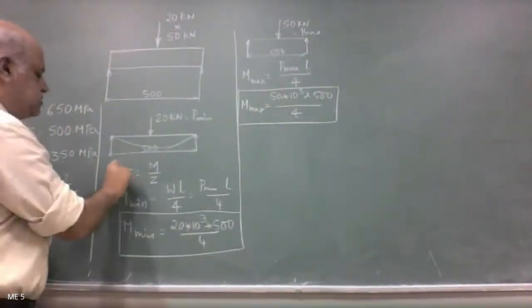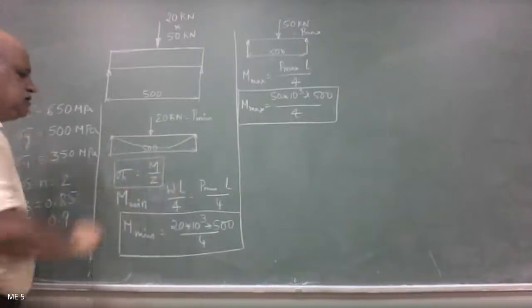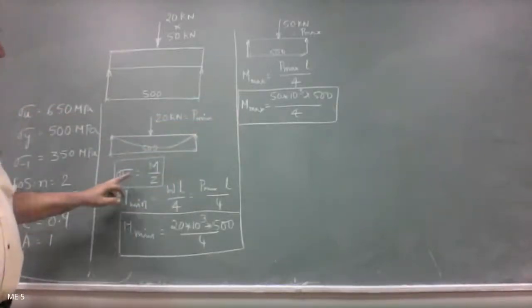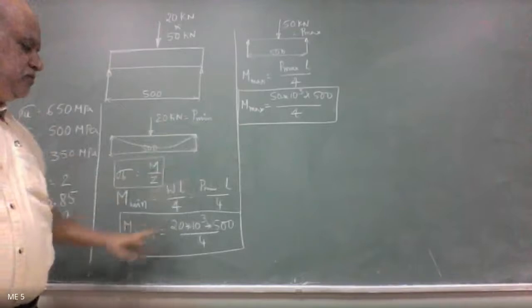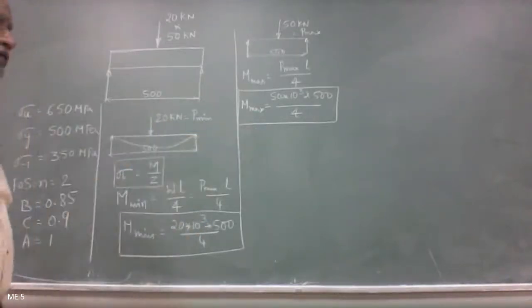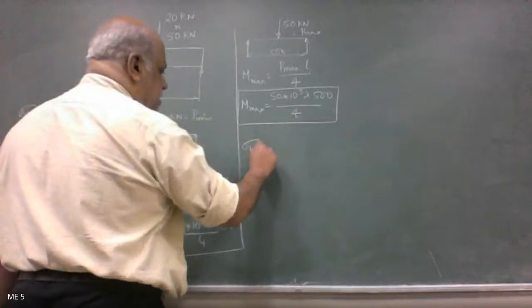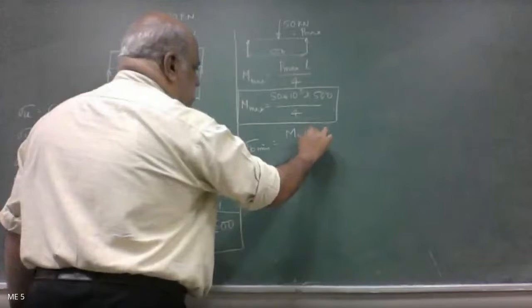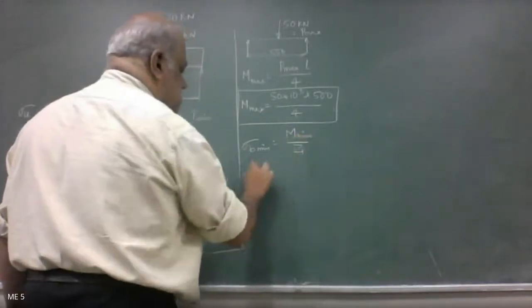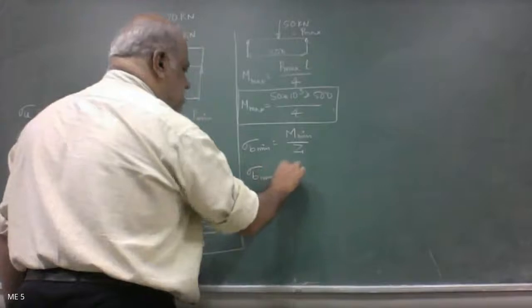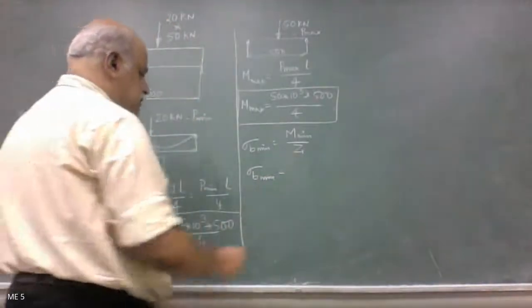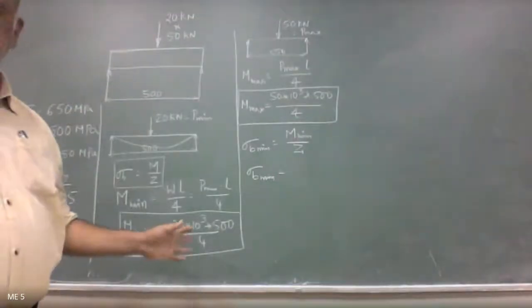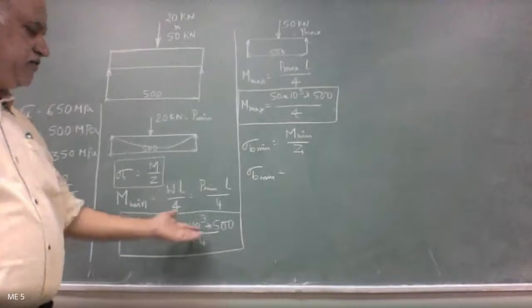Now we know bending stress is given by M by Z. So now I have M minimum, M maximum. So therefore I have to get sigma minimum and sigma maximum with these two values of moments. Do you agree with me? So therefore sigma B minimum is equal to M minimum divided by section modulus. M minimum is 20 into 10 power 3 into 500 divided by 4. Can we simplify, or you can keep it as it is? Just simplify this and give me the value.